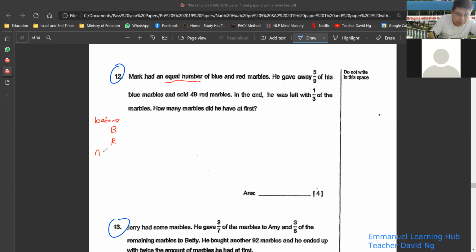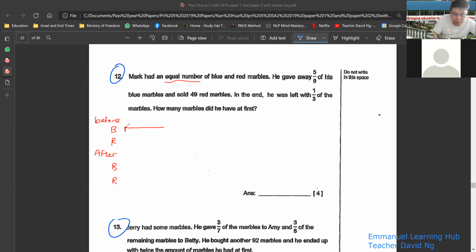And after. Blue, red again. If I write blue, red in this sequence, the after part also write blue, red in the same sequence. The after part, you don't write red, blue. You write red, blue below and blue, red on top. It's very messy. Okay? So before you write blue, red, below also must write blue, red. Same sequence. Equal number, right?